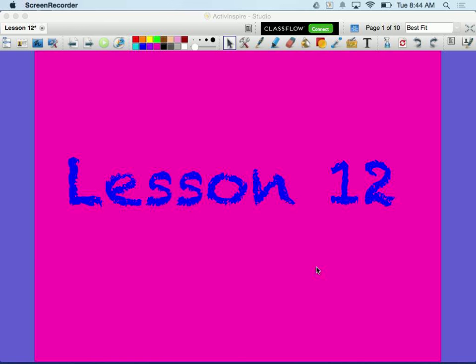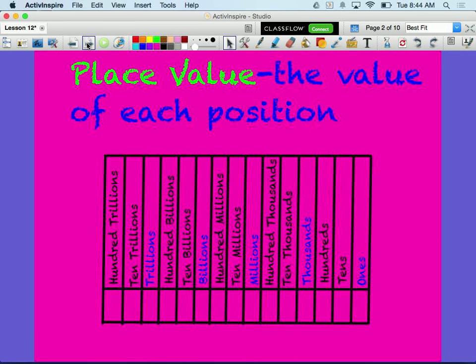For lesson 12, we're going to talk about place value through the trillions, and we're also going to look at some multi-step problems. So let's start with place value. Place value is just the value of each position for each number. Okay. So we have our ones, tens, hundreds, thousands, 10,000, 100,000, millions, okay, and then we go to billions and trillions. Notice that every set has three numbers.